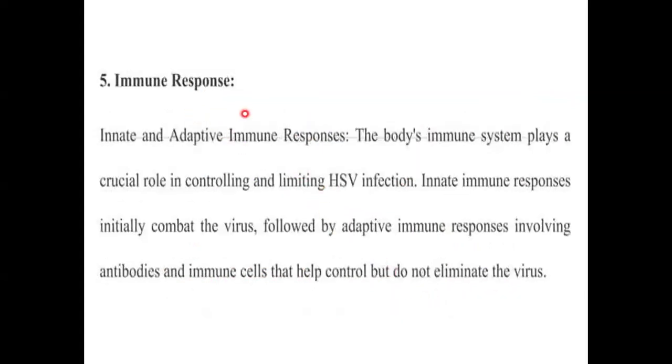So immune response, the innate and adaptive immune responses. So innate is the natural immune response. The body's immune system plays a crucial role in controlling and limiting herpes simplex virus. Innate immune responses initially combat the virus, followed by adaptive immune responses involving antibodies and immune cells that help control but do not eliminate the virus. Okay, so that's very important. It will fight off the infection, but it will not eliminate the virus.